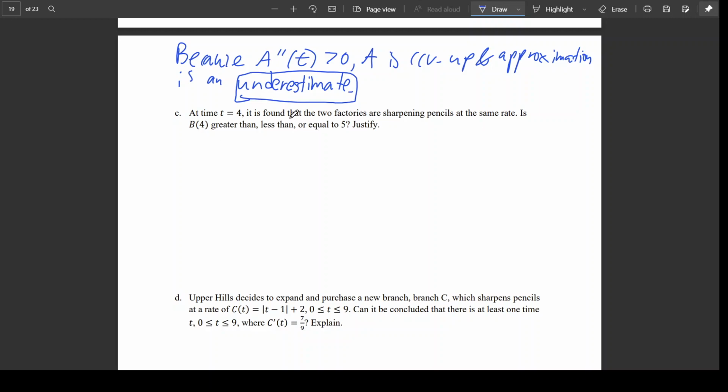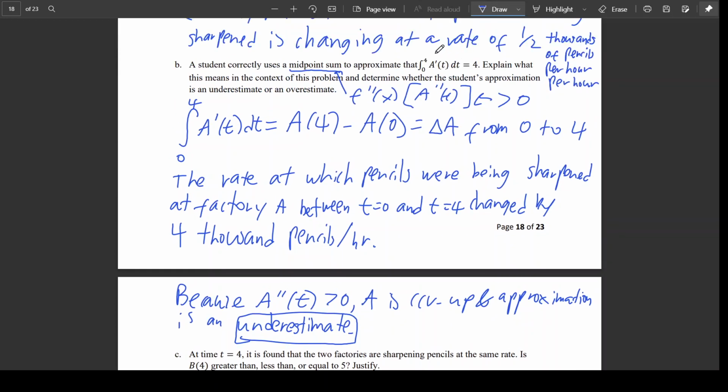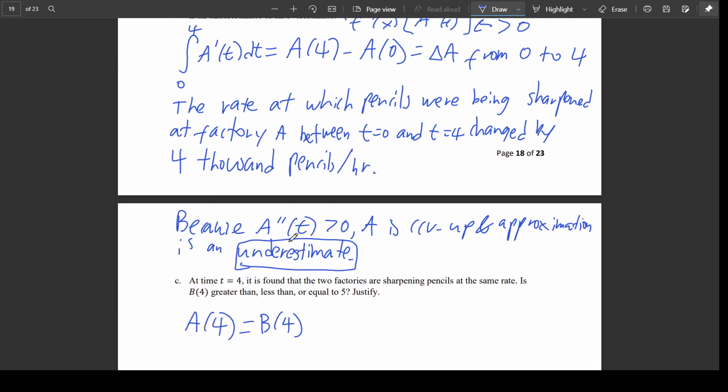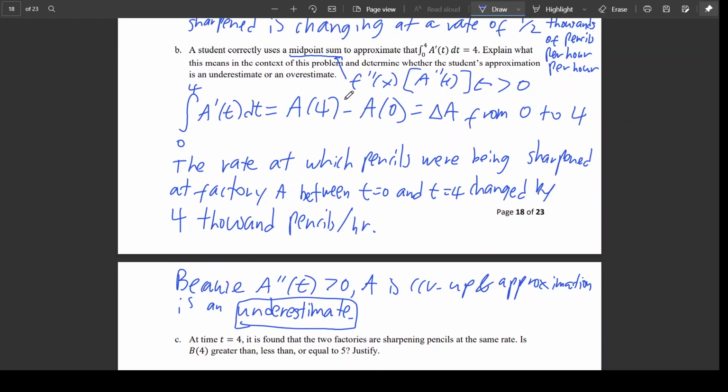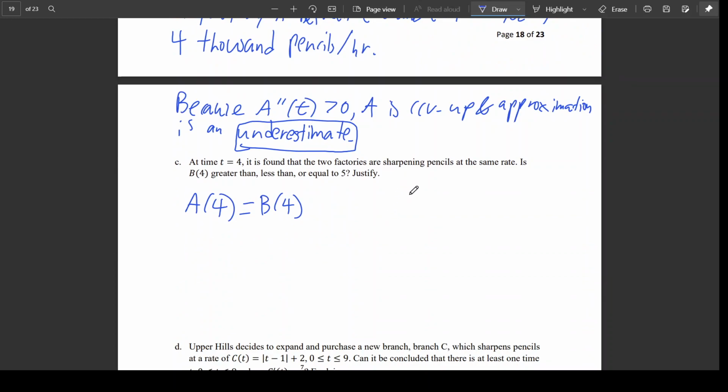Justify. Okay. So we know that the two factories are sharpening pencils at the same rate, right? So at time t equals 4, the rate at which A is sharpening pencils is given by A of 4, and the rate at which factory B is sharpening pencils is given by B of 4. So since they're sharpening at the same rate, you can say that A of 4 is equal to B of 4, right? So now, since we have this integral here, we can use this integral to help us figure out what A of 4 is. Okay, all these will give us more information about A of 4, right? So we said that this thing was equal to A of 4 minus A of 0, right? This integral is equal to A of 4 minus A of 0. And we know that it's an underestimate, right?